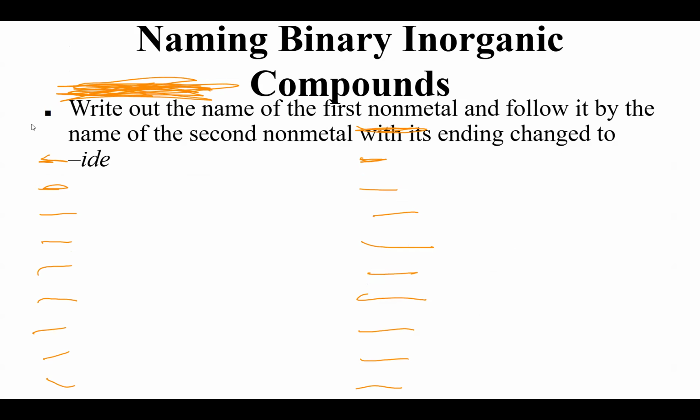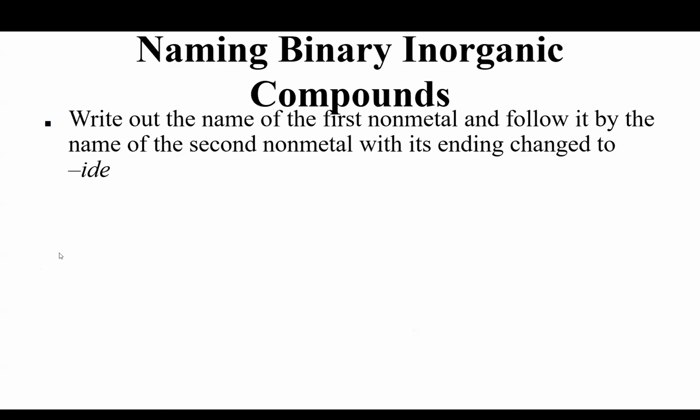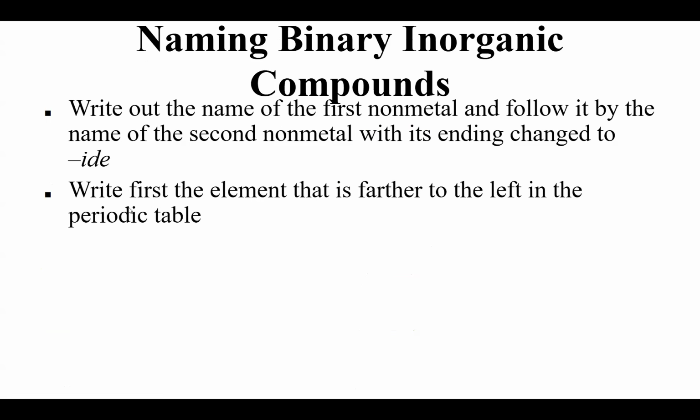So when we write binary inorganic compounds, we write the name of the first nonmetal, and we follow it by the name of the second nonmetal with its ending changed to IDE. So first write the element that's farther to the left in the periodic table.